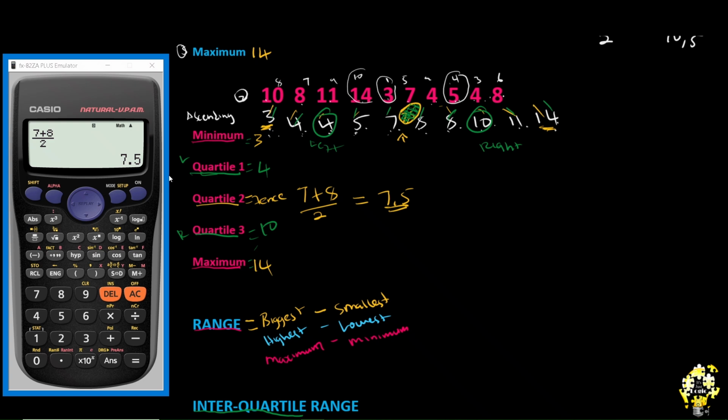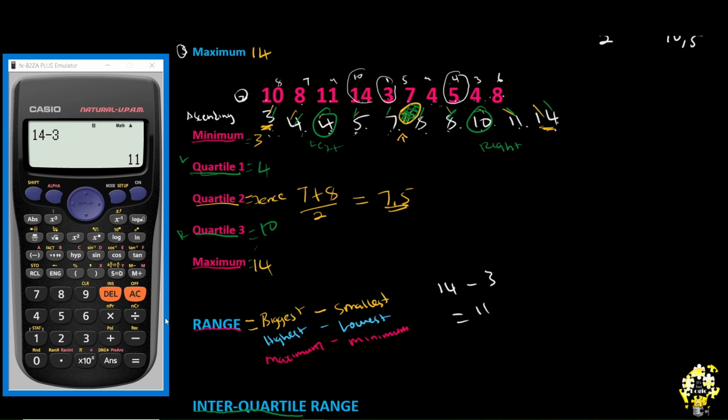Range is maximum or biggest or highest. Which one is our biggest? It's 14. Subtracting with what? 3. What's the answer? And by the way, they want you to always arrange an interquartile range. Sometimes range comes out as a 3-mark question. You must write the formula first. You get a mark for writing the formula. So we are going to say 14, subtracting a 3, we are going to get 11.